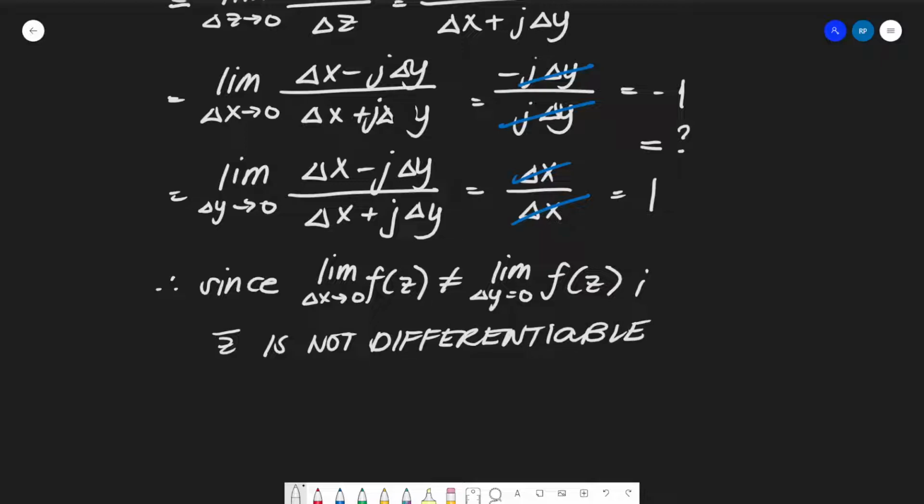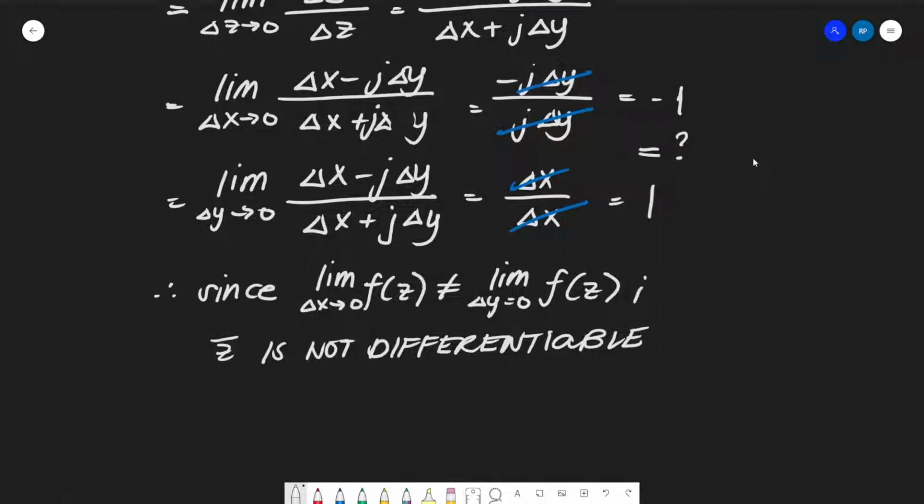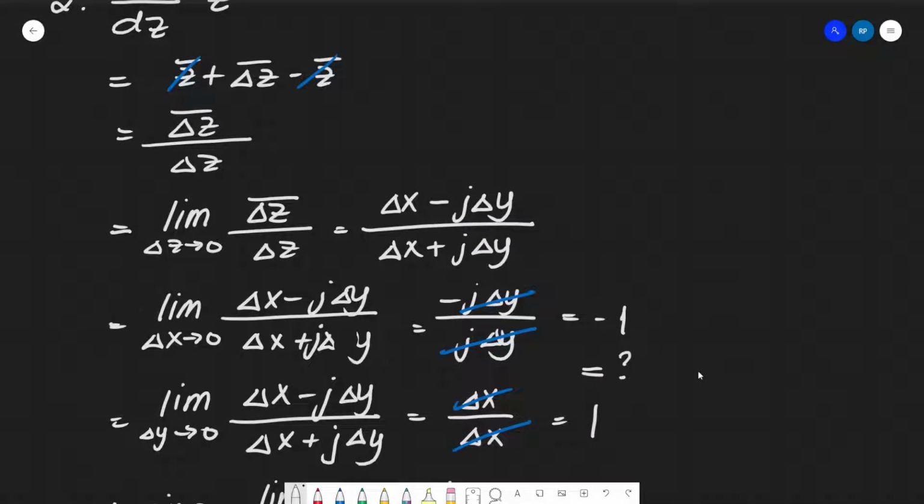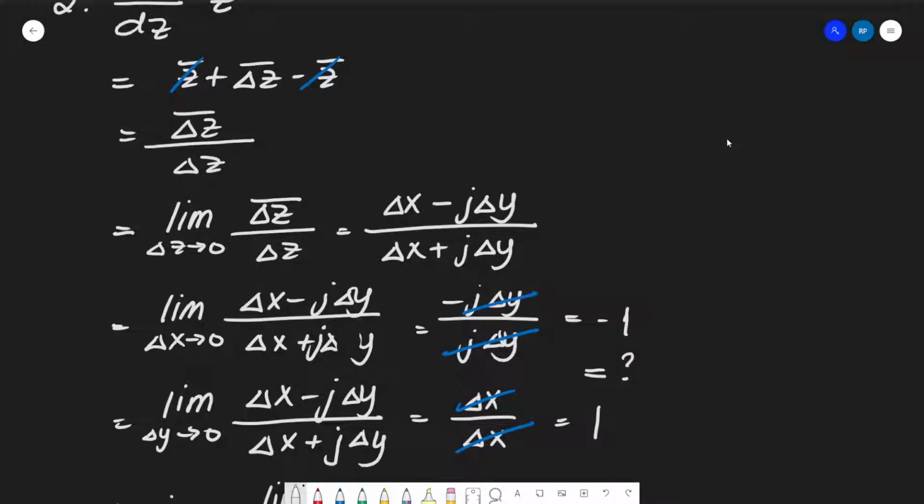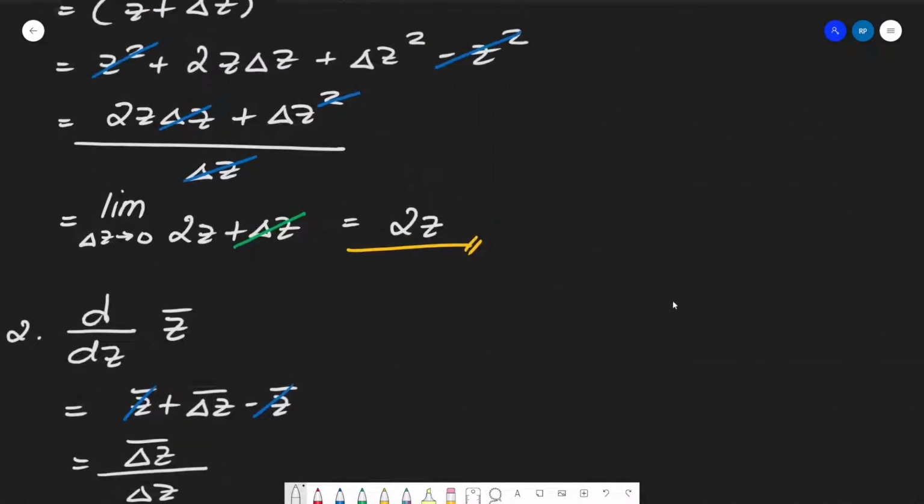Ayan. So, yun yung ibig sabihin. Unlike ng algebraic function, almost everything is differentiable. Sa complex function kasi, hindi lahat. Kaya mas mainam na alam nyo pa rin yung four-step rule. So, let's proceed with the third example.